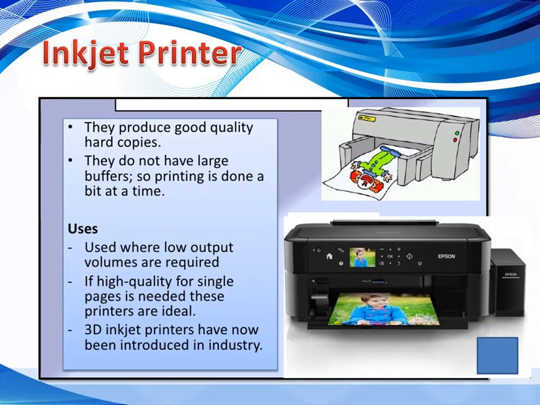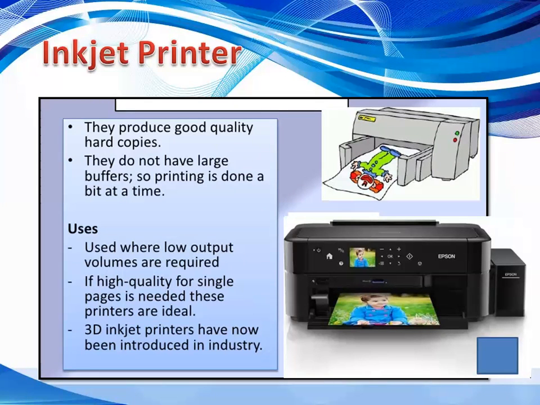So inkjet printers are basically good for home use, where you have low output volumes, and you can use an inkjet printer. The price of an inkjet printer is less than a laser printer. They are slower than laser printers. Most inkjet printers can print from 10 to 35 pages per minute. They print graphics and colors at a slower rate.